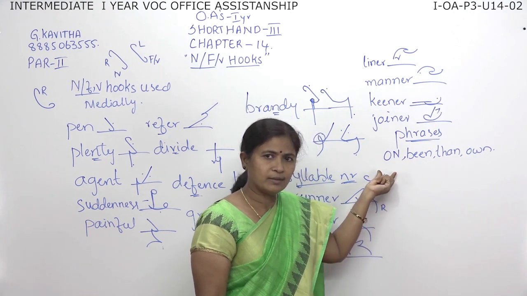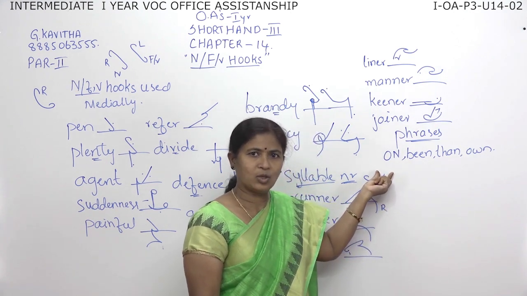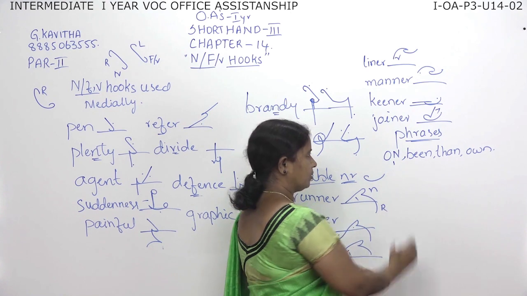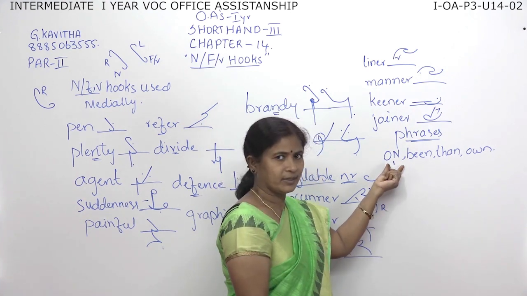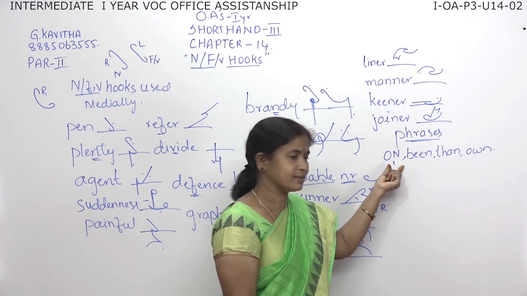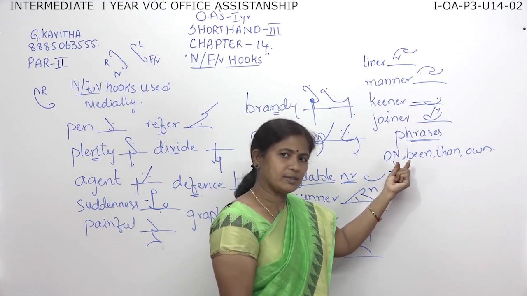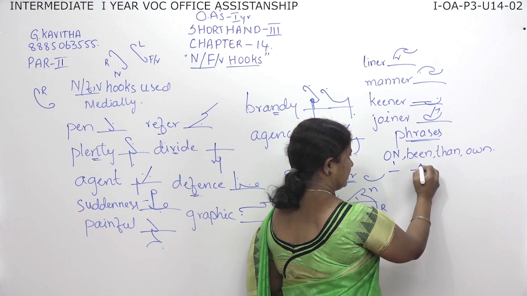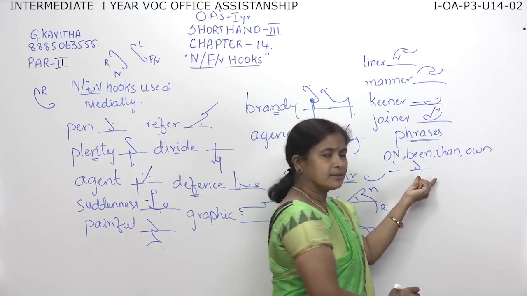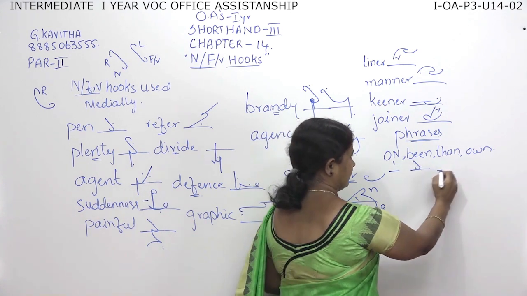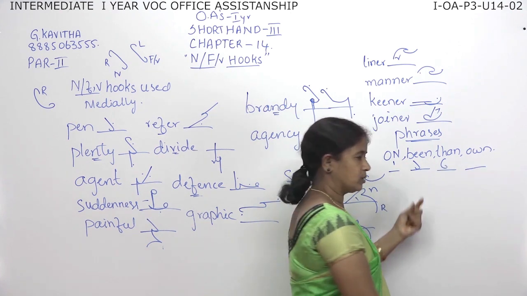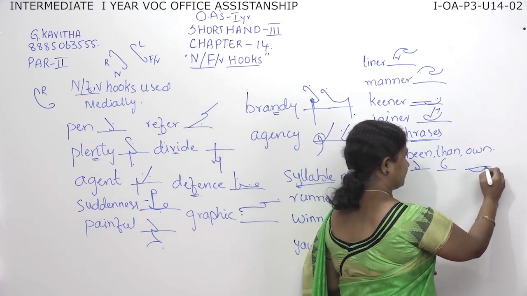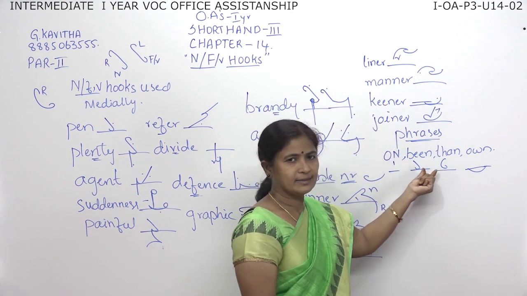How do we write on? On is just a grammalogue. How do we write? This is on. Been. Above the line small look is on. Okay? Grammalogues we have learned in the first chapters. Now been is also a grammalogue. How do we write? Be and enok. Than. That. And own. Own is also a grammalogue. On, been, than, and own.